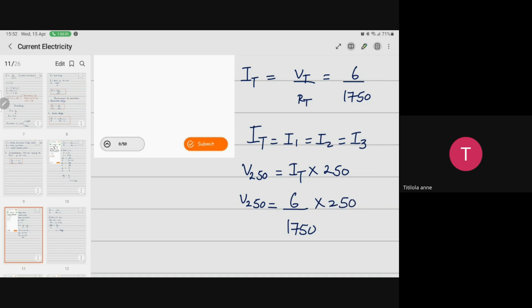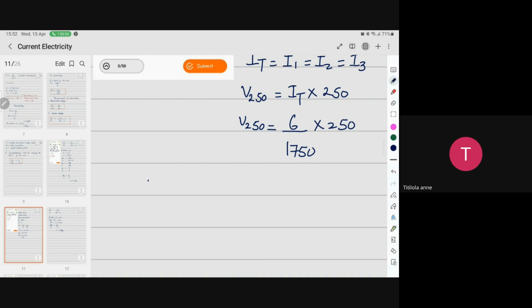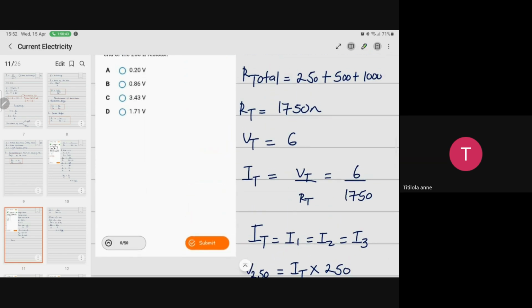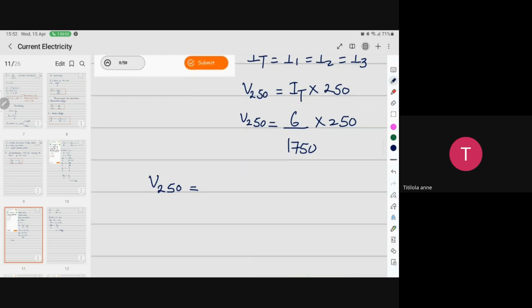All right, so someone get that value. Hope we understand what happened. So V for 250 is equal to what? What's the answer, guys? Call the value for me. Somebody should talk now. We don't have the whole time in the whole world, please. 0.86. Yeah, so everybody will agree for 0.86.